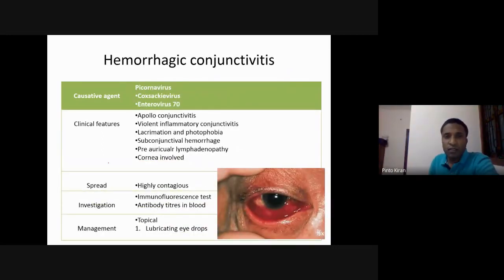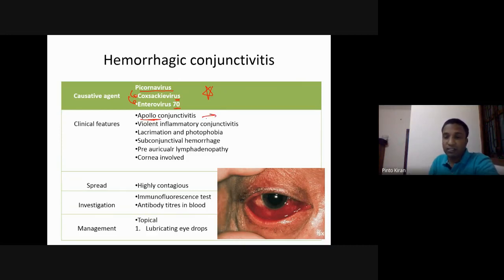Again, this question has been asked in the exam. What are the causes for a hemorrhagic conjunctivitis? This is caused by the picornavirus. The agents are Coxsackie virus and enterovirus 70. You have to remember this. Also known as Apollo conjunctivitis.